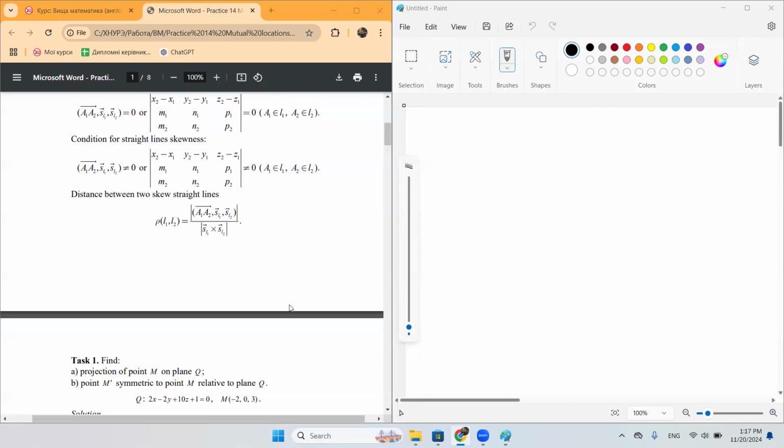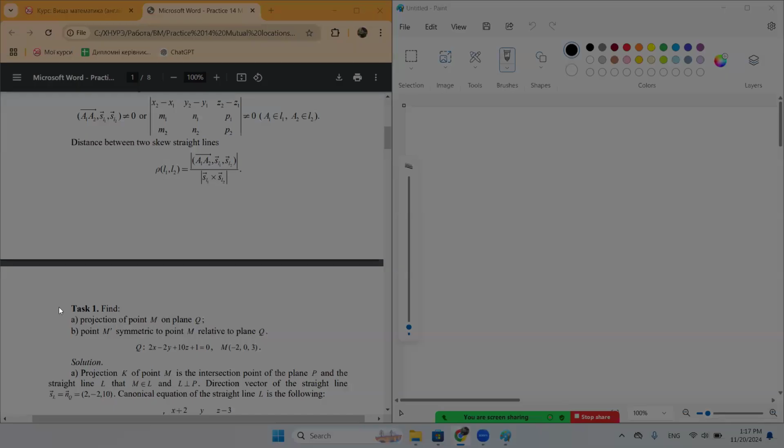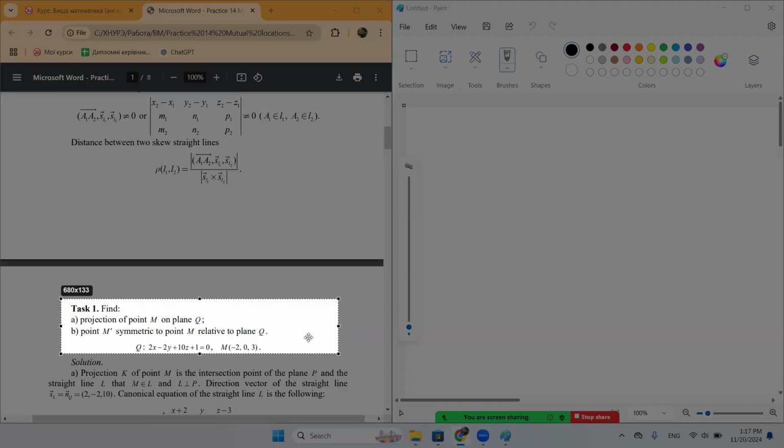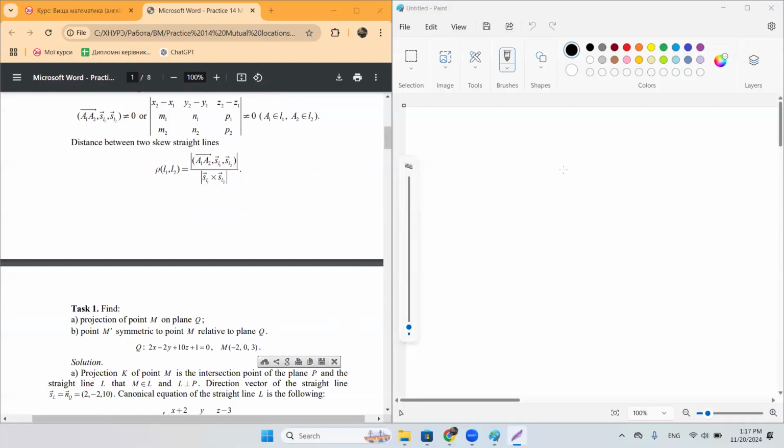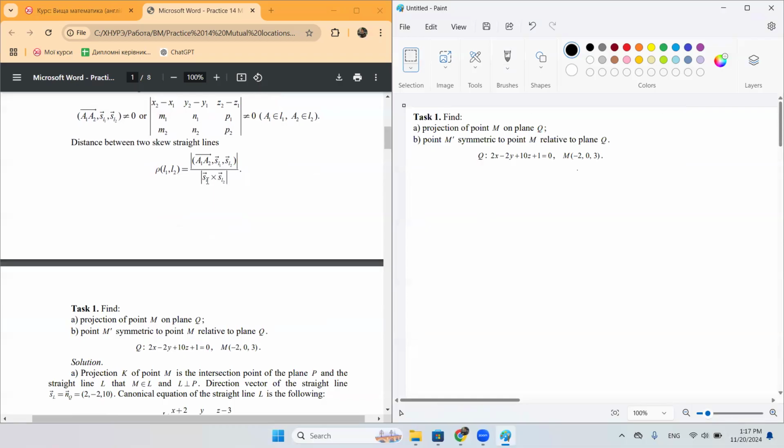Okay, as I see no questions, so let's start solving tasks. Task 1 is similar to the last task on the previous lesson. On the previous lesson, we had to find a projection of the point M on the straight line, and today we are looking for projection of the point on a plane. Solution is analogical. First of all, let me draw a little bit for easier understanding.